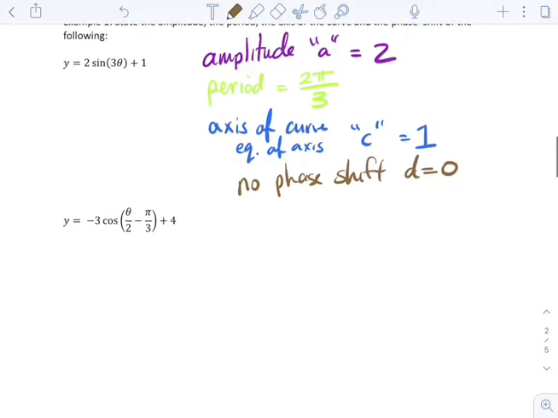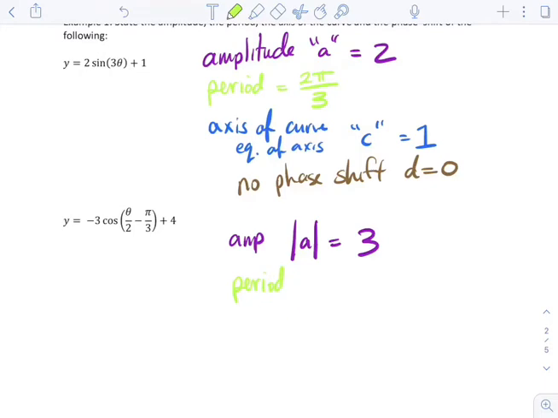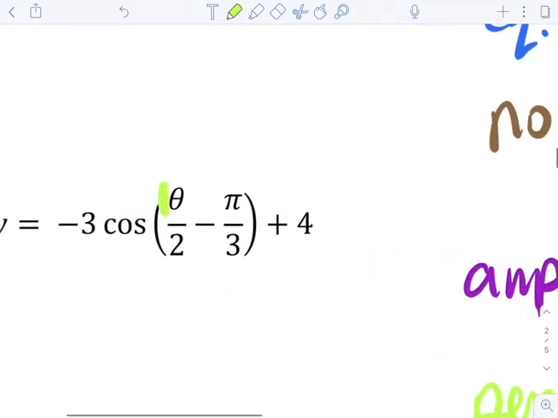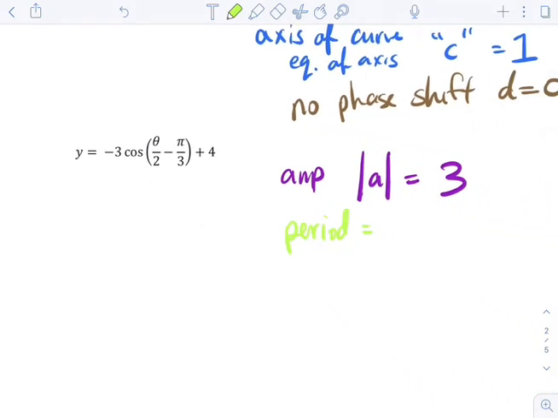Let's try the next one. Amplitude, that's the value that's out front. Remember, it's the absolute value of A. In this case, positive 3, right? It's a distance. The period is equal to, in this case, my K value is, maybe I'll zoom in here a bit, well, the coefficient on that is 1, so 1 over 2. K value has been distributed inside here, and we'll look at that in a second. So period was 2 pi over K, which is 2 pi over 1 over 2, which is 4 pi.